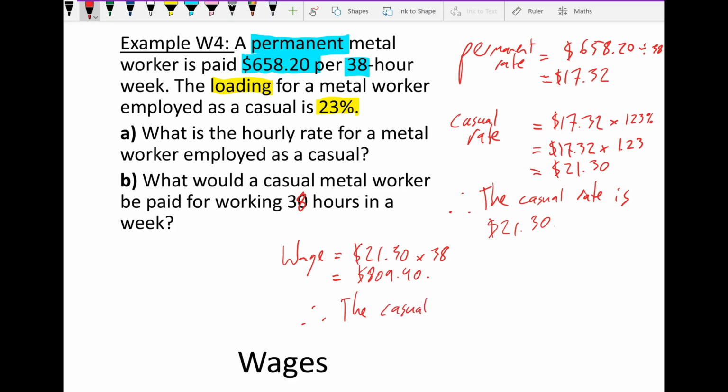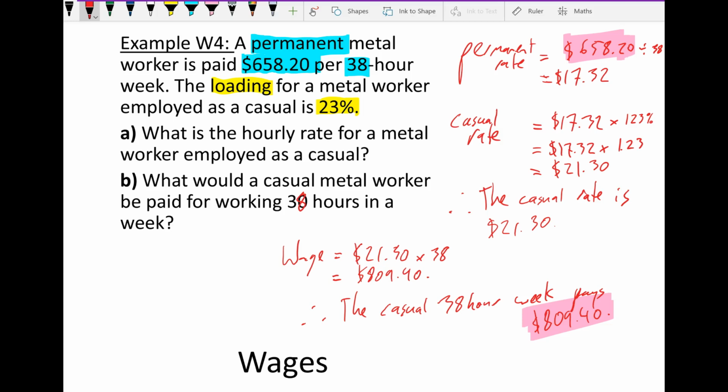Okay, so we can see that, therefore, the casual 38-hour week pays $809.40. Okay, so we can see that there's a bit of a difference. The casual gets paid $809.40. The permanent worker gets $658.20. Okay, the main differences are that the permanent knows that he's going to have work next week. Okay, he's not going to get dealt no hours on his shifts. And also, if he's sick, he'll still get paid during that time up to a point. And he can also take holidays and still get paid. Okay, but the extra money is compensation for casual.